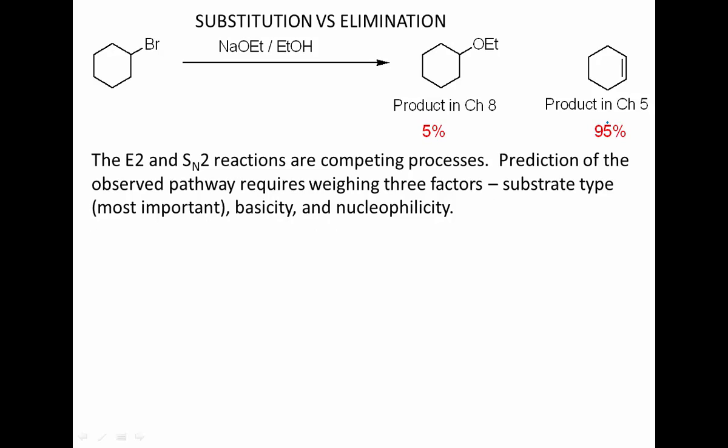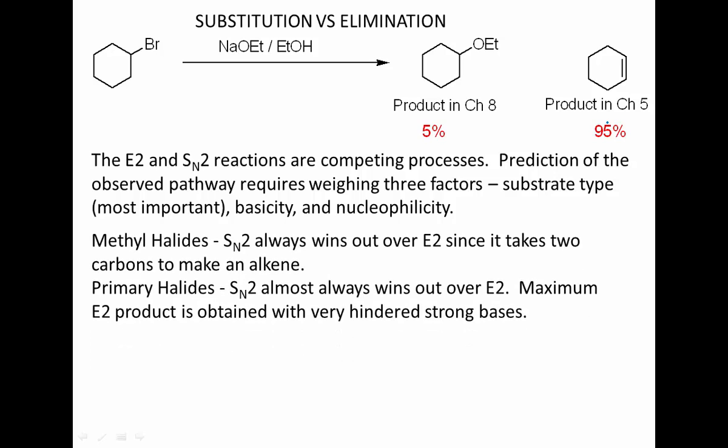The E2 and the SN2 reactions are competing processes. Prediction of the observed pathway requires weighing three factors. Most importantly, what type of substrate is it? Is it methyl, primary, secondary, or tertiary? And looking at the nucleophile, is the nucleophile basic, and does it have a high degree of nucleophilicity, i.e. is it far down in the periodic table? So we're going to look at these substrates one at a time.